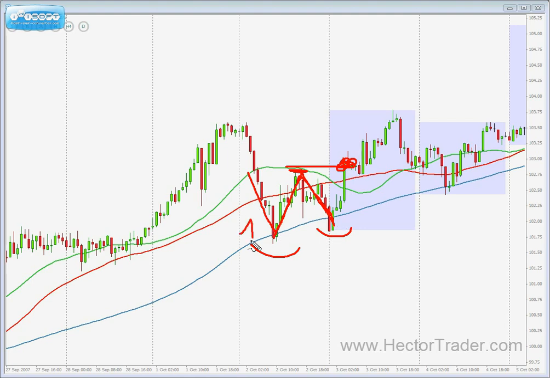Actually, let me draw that. This is the aspect number 1, the first attack. Then we have the bounce off. The bulls have rejected the bears at this point, therefore creating the aspect number 2 of the 1, 2, 3 formation. Finally, we have the third aspect, the third attack by the bears onto that level of support. That's the aspect number 3.